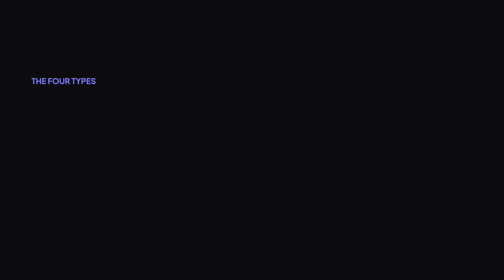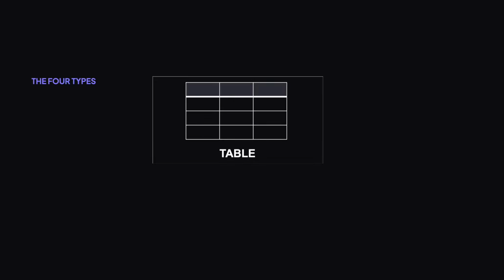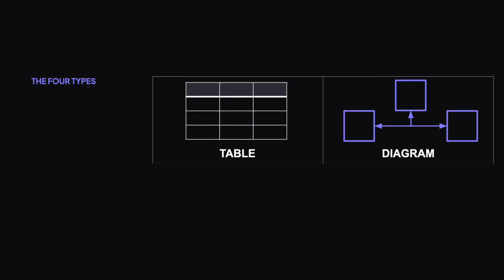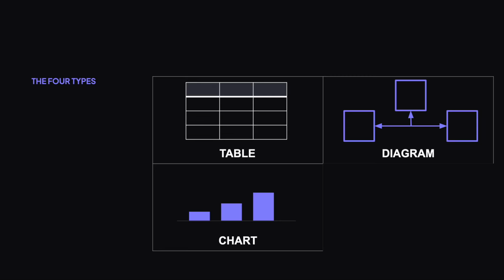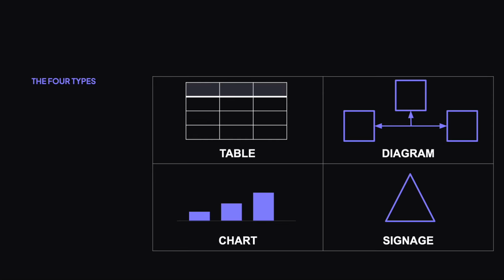Now, the four types of visual information are as follows. A table sets information in rows and columns. A diagram is a drawing of parts and how they connect. A chart shows numbers as a picture, like bars or a line. And a sign carries one message with shape and color.